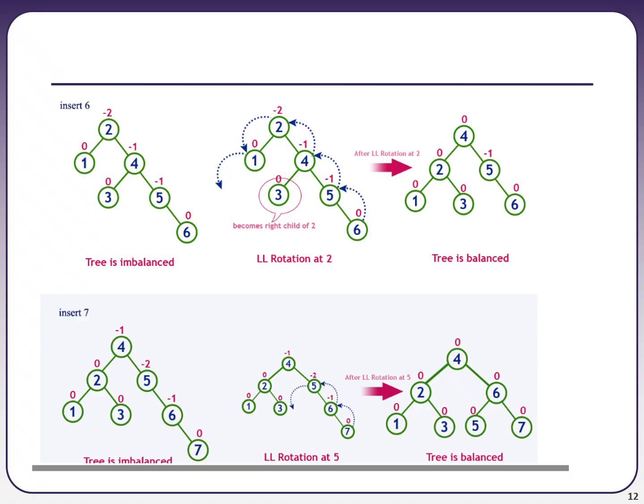Next, inserting 6 is also creating an imbalance. At that time I am applying the LL rotation, so it makes the tree balanced. After inserting 7, the tree is also imbalanced. At that time I am using the RR rotation. So in that we got the final tree.